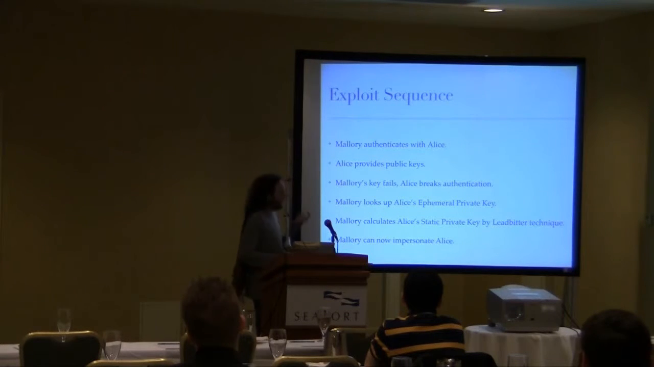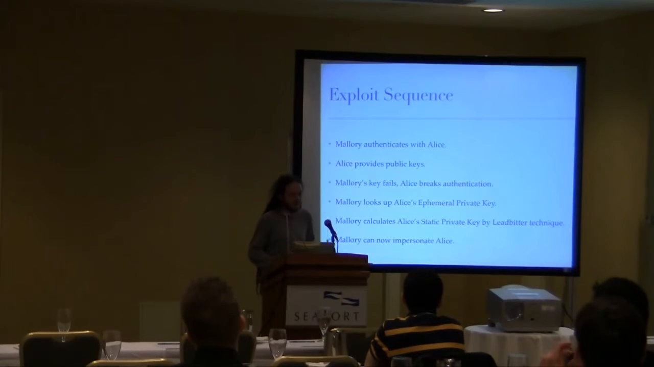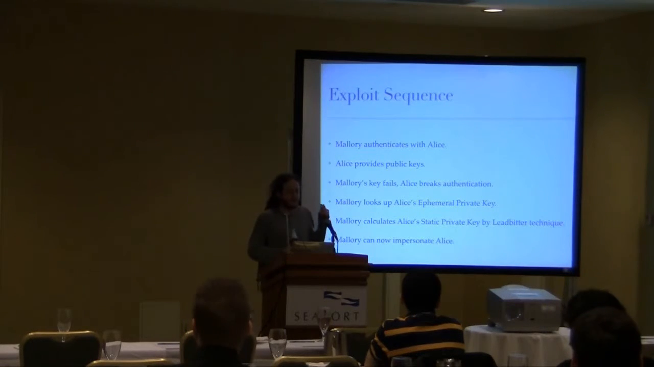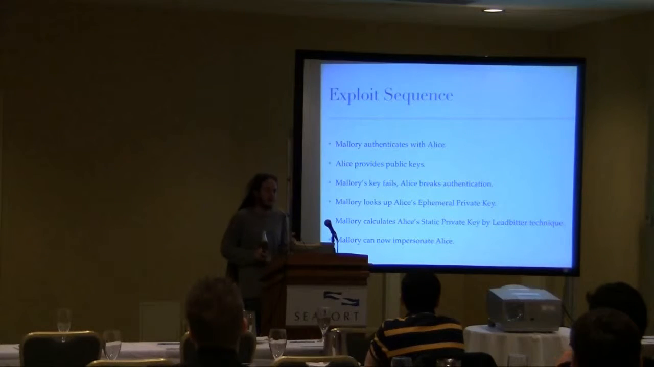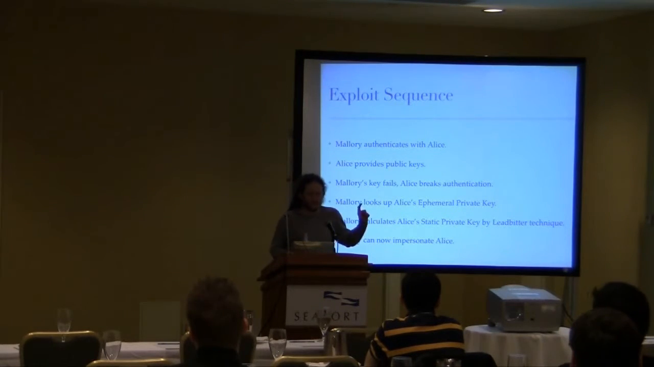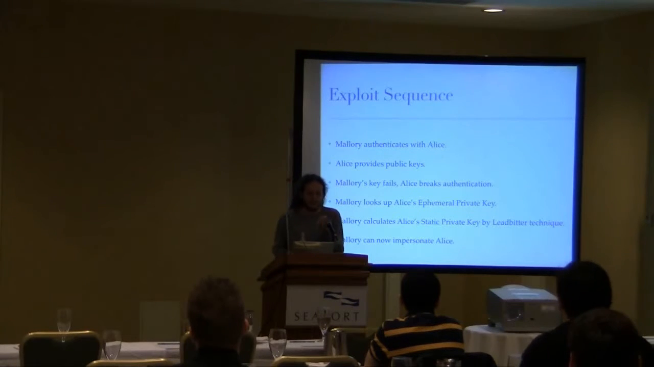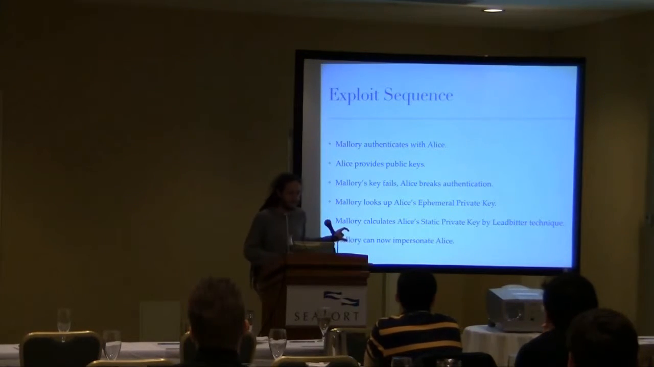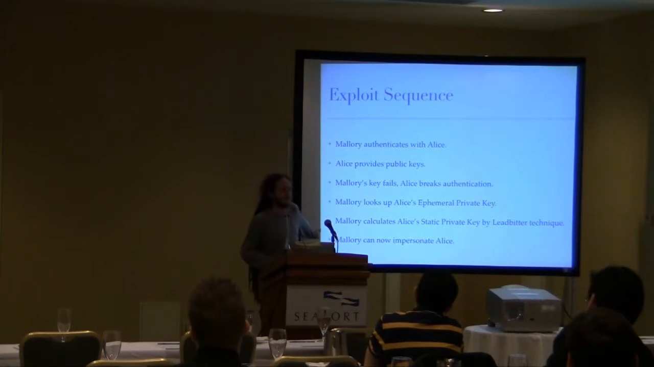The exploit sequence is that Mallory authenticates with Alice. Alice provides her public keys. Mallory provides chosen keys. So Mallory can make up any static and any ephemeral key pair she likes. It does not have to be signed. And she can choose this to expose whatever information she wants of Alice's keys. She then looks up Alice's ephemeral private key in her 20 megabyte SQLite database. And then she calculates Alice's static private key using Leadbitter's technique. And she can now impersonate Alice.